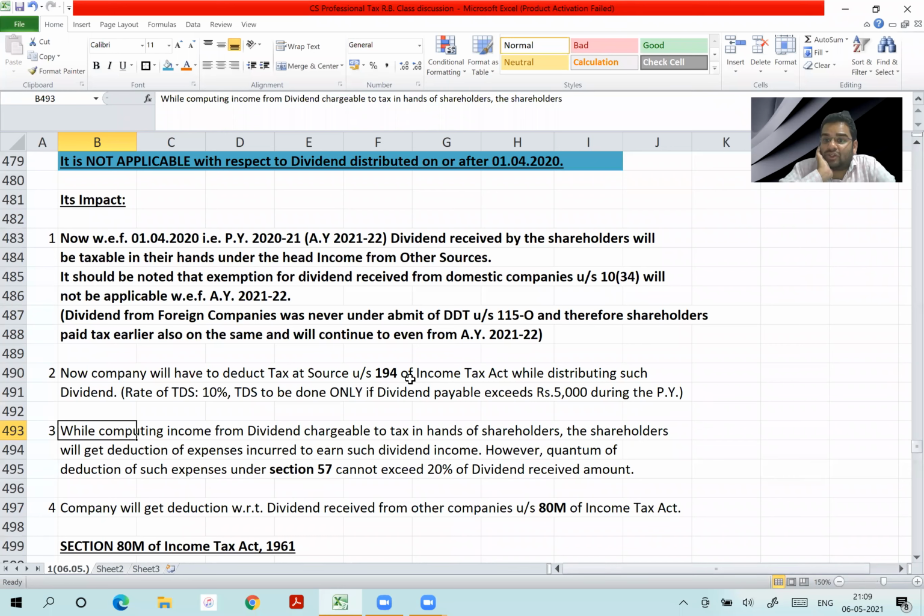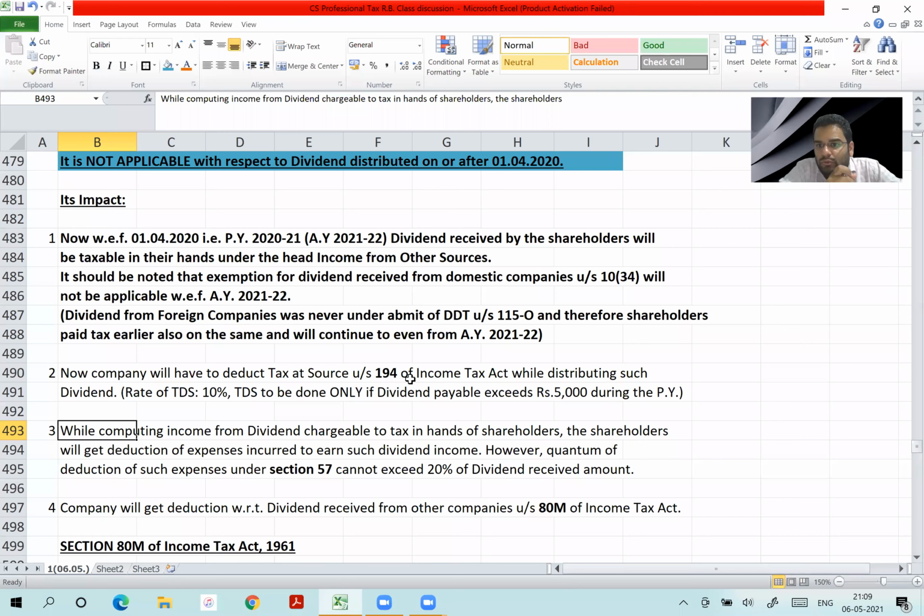Then I will take deduction of 80C to 80U. Then I will get total income. Then I will calculate tax. Yes or no? From that tax, I will minus TDS if any. Did you get the point? And TDS on dividend will happen only in the scenarios which I have told you.